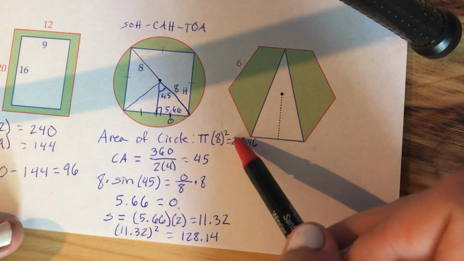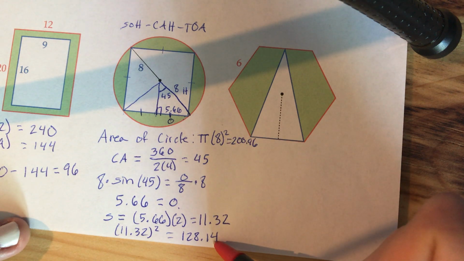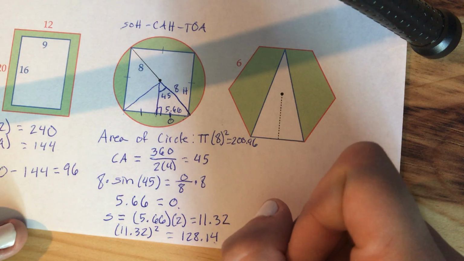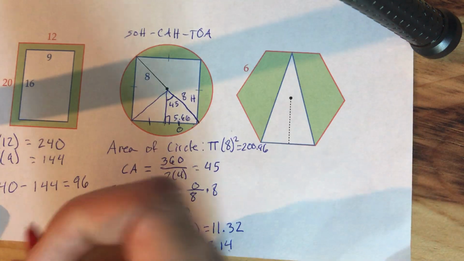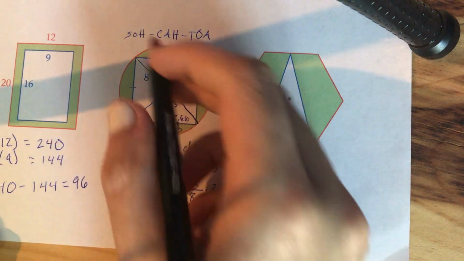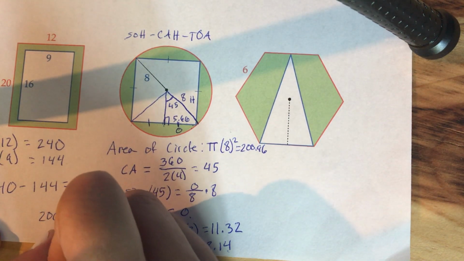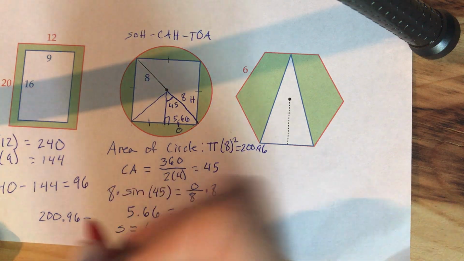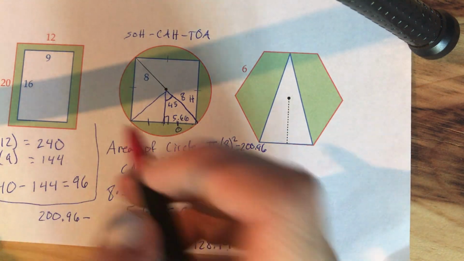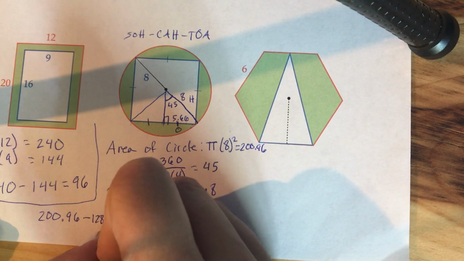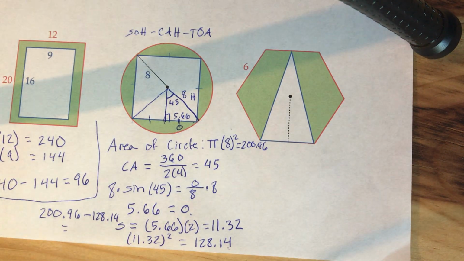So we have the area of our circle, we have the area of our square, and I'm kind of running out of room, but I'm going to write it over here. I would do the area of my circle, which is the bigger one, 200.96, and I'm going to subtract 128.14 from it.